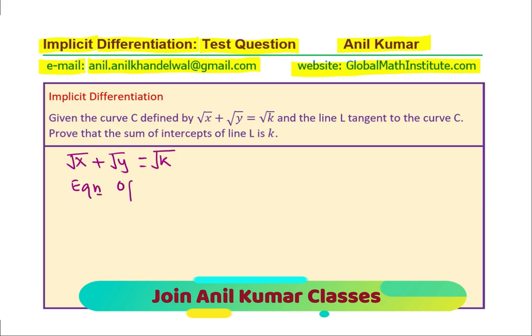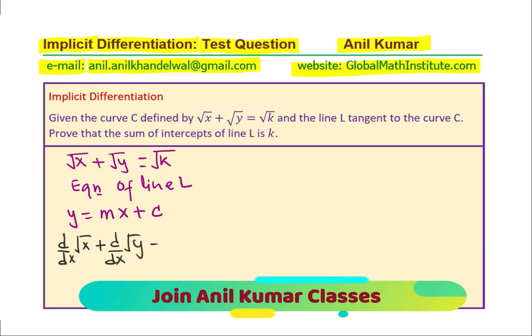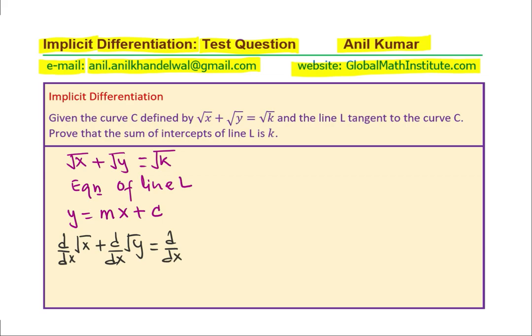So, equation of line L. We can write this as y equals mx plus c, where c is the y-intercept, but we need to find the gradient, the slope m. For that, we can differentiate the equation implicitly with respect to x. So let's do that. We'll do d/dx of square root of x plus d/dx of square root of y, which should equal the derivative of square root of k.